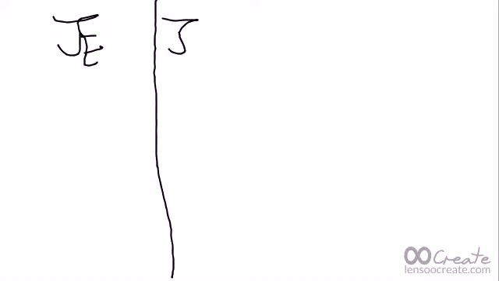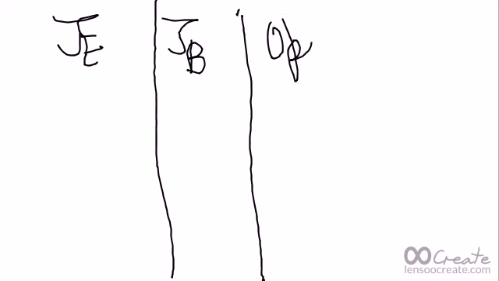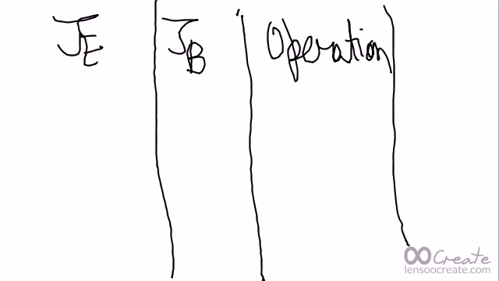Now, this BJT is a bipolar device and it is a current control device. Later we will study FET, which is a voltage control device. Now, junction, emitter base junction, collector base junction, operation, and application.